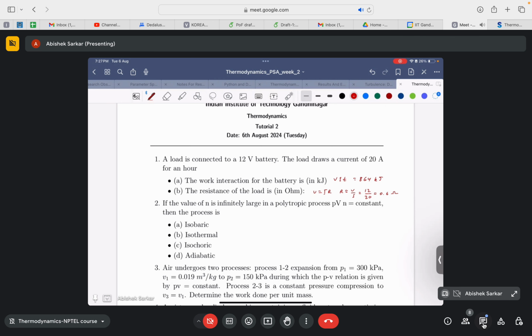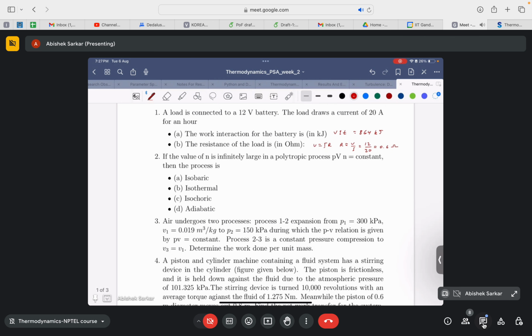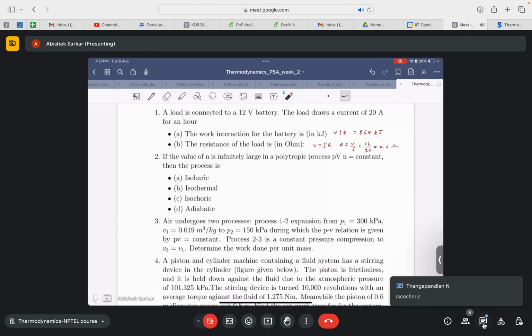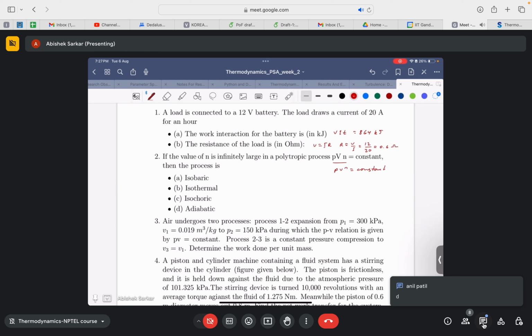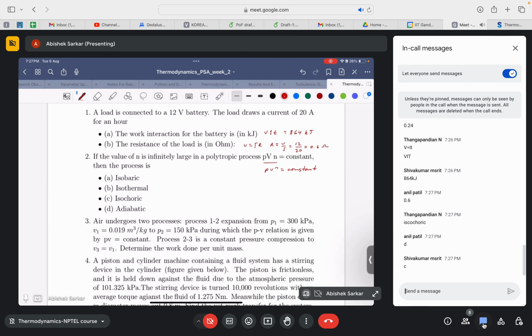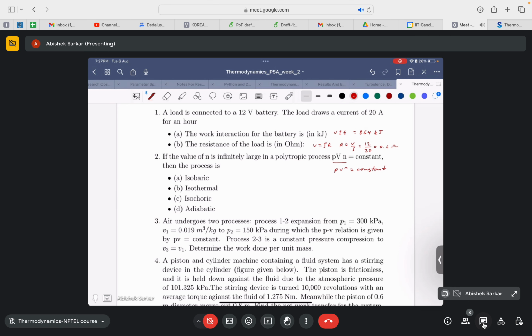Simple, very conceptual question. If the value of n is infinitely large in a polytropic process, PV to the power n equal to constant, then the process is, yes, you can write the answers. Isochoric. Okay, so the answer is it will be isochoric.